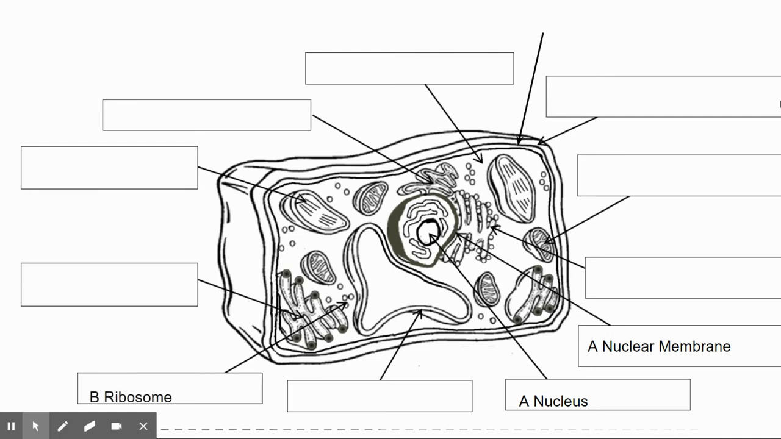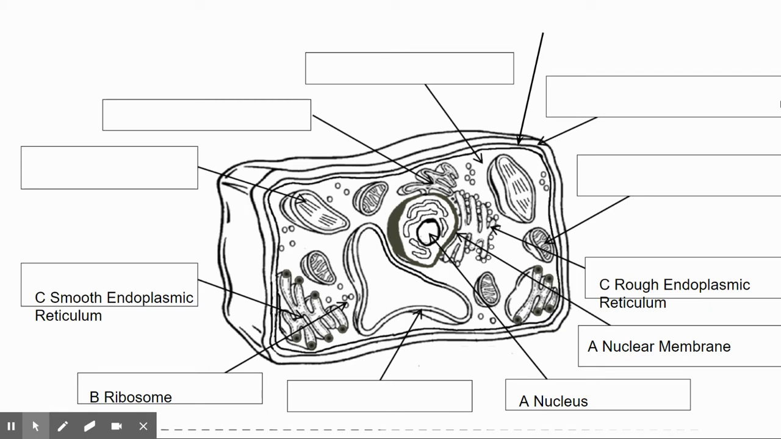From there, over here in B, we have what's called a ribosome, and they're really important for proteins. Back over to the other side is the letter C, which is the rough endoplasmic reticulum. It's called rough because it has all these little dots on the outside. Those are actually ribosomes, and they make it look and feel bumpy. So we call it the rough endoplasmic reticulum, or the rough ER.